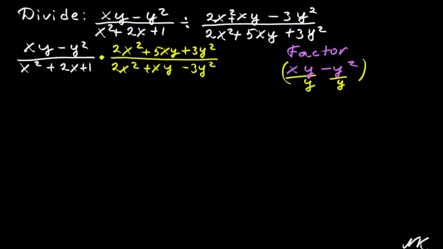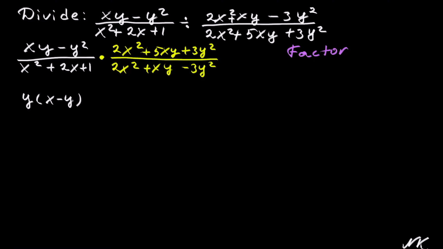Y goes on the outside, and we are left with y times xy divided by y. Y's will cancel, and we have one factor of x, minus y squared divided by y, we have one factor of y left over. So the first numerator factors into y times x minus y.